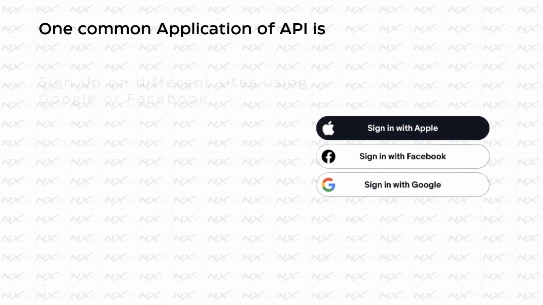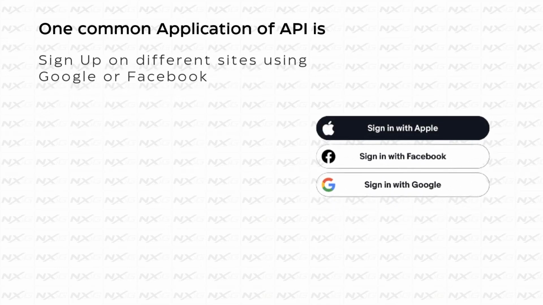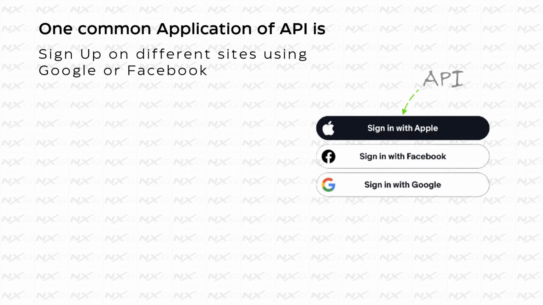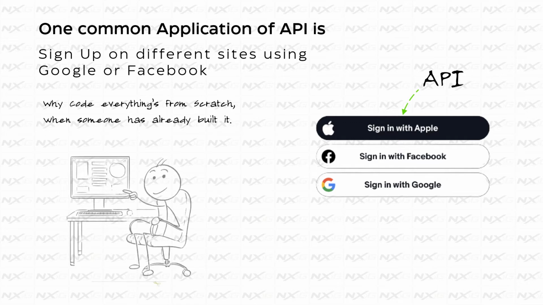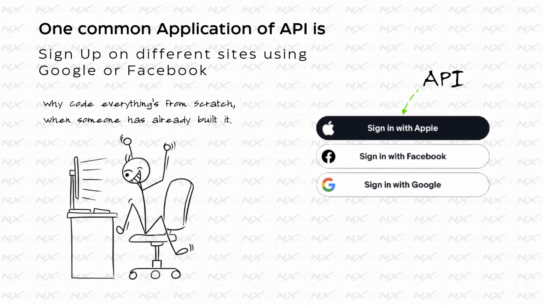When you sign up on different sites, you see sign in with Apple, Facebook, and Google. This is called an API, which allows you to directly sign up for current sites using valid data with a simple click. So, the developer does not write tons of code from scratch to build sign up and sign in forms, because someone has already built it. So, why do you have to develop everything from scratch?